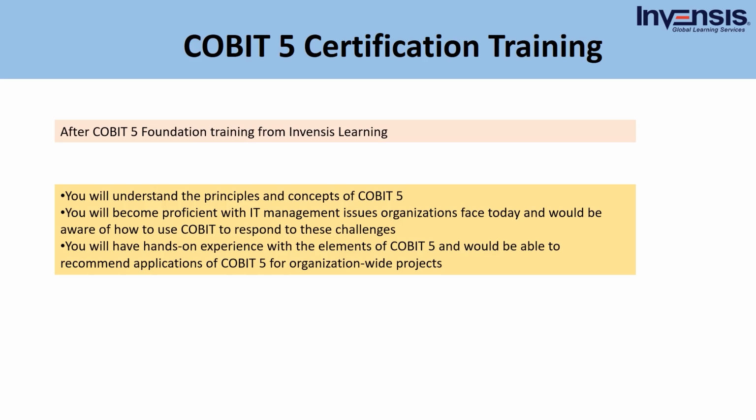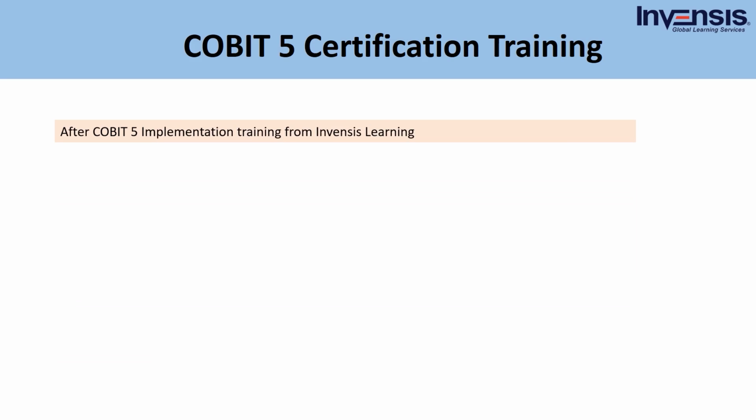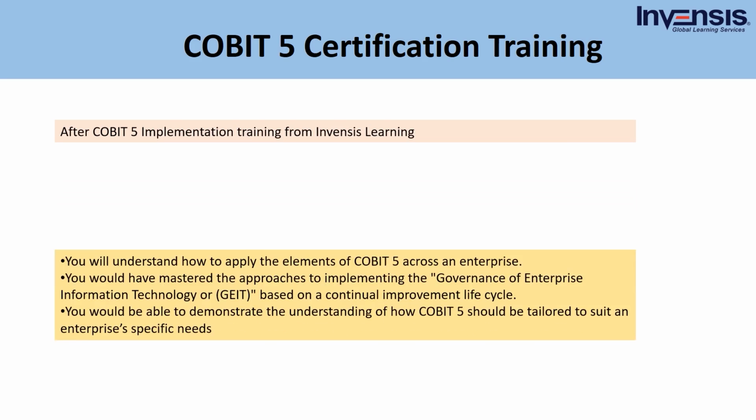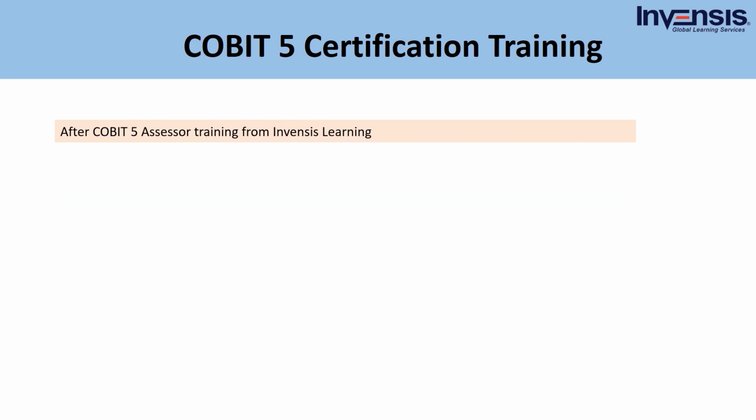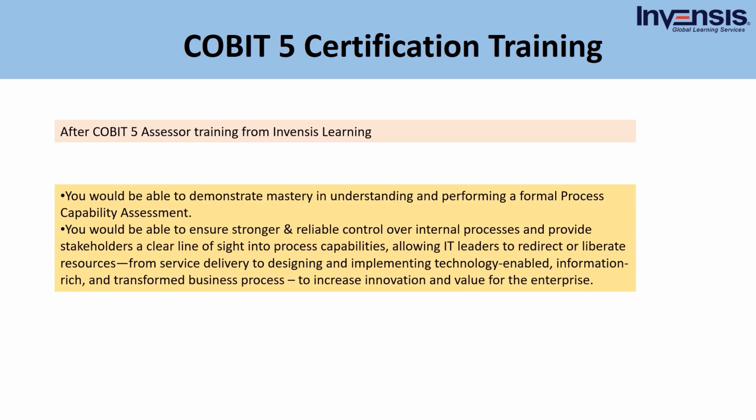You will have hands-on experience with the elements of COBIT 5 and would be able to recommend applications of COBIT 5 for organization-wide projects. After COBIT 5 implementation training from Invensis Learning, you will understand how to apply the elements of COBIT 5 across an enterprise. You would have mastered the approaches to implementing the governance of enterprise information technology, or GEIT, based on a continual improvement life cycle. You would be able to demonstrate the understanding of how COBIT 5 should be tailored to suit an enterprise's specific needs.